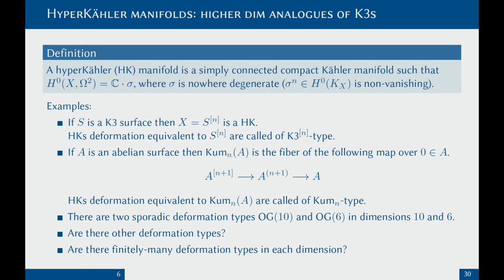And what does it mean to be non-degenerate? It means that when you take the top power of that 2-form, you're getting a nowhere vanishing section of your canonical bundle. So in particular, such varieties have a trivial canonical bundle.